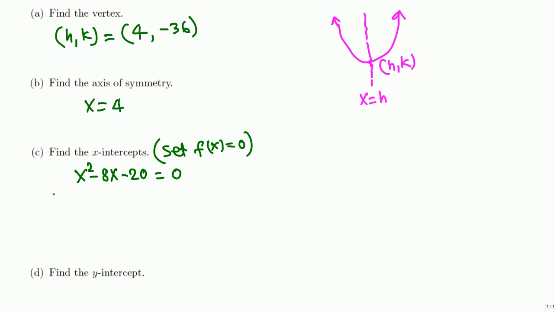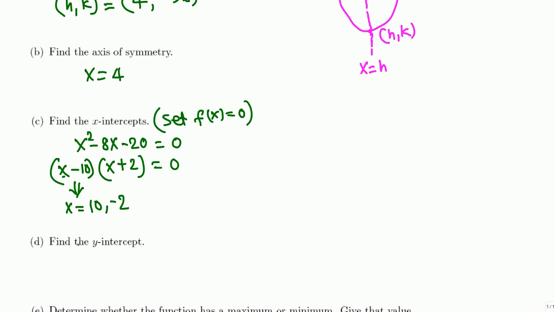Looks like it factors. x² and 20: 10 times 2 is 20, and to get negative, one of them should be negative. To get negative 8, negative 10 and positive 2. You can check by FOILing. x − 10 becomes 0 when x equals 10, because 10 minus 10 is 0. And x + 2 becomes 0 when x equals negative 2. So 10 and negative 2 are the x-intercepts.